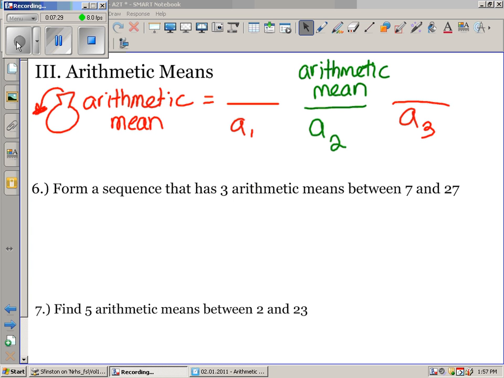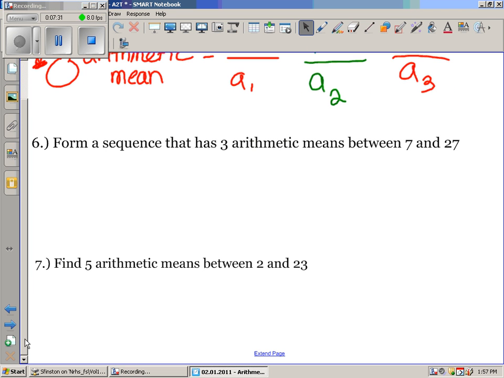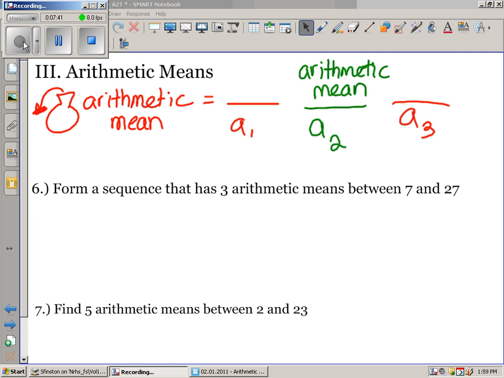So now, let's do our last two problems and then we're going to be done. Form a sequence that has 3 arithmetic means between 7 and 27. Do you want some time trying to figure it out? Okay, I'll give you a minute or two, and then we'll talk. All right, let's do this. I'm amped up. Love these problems.